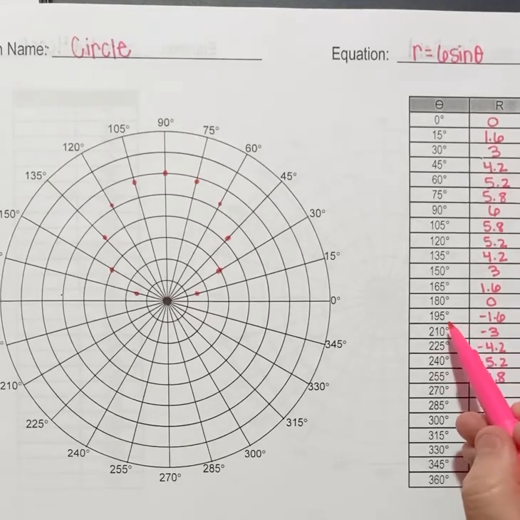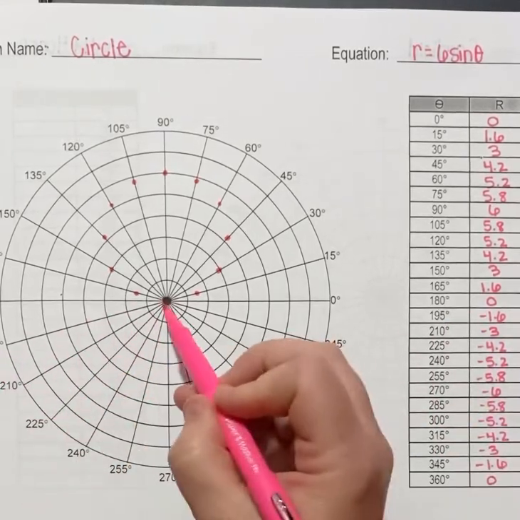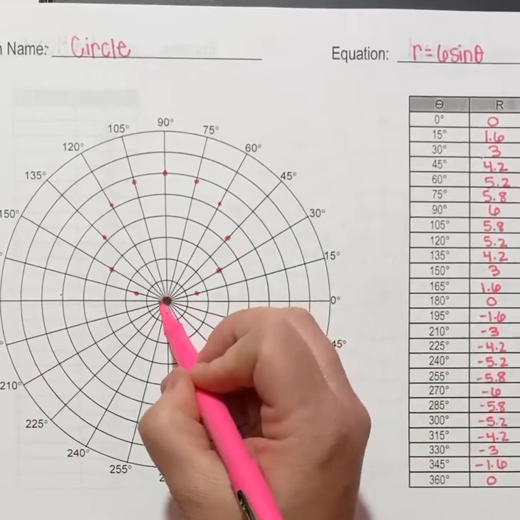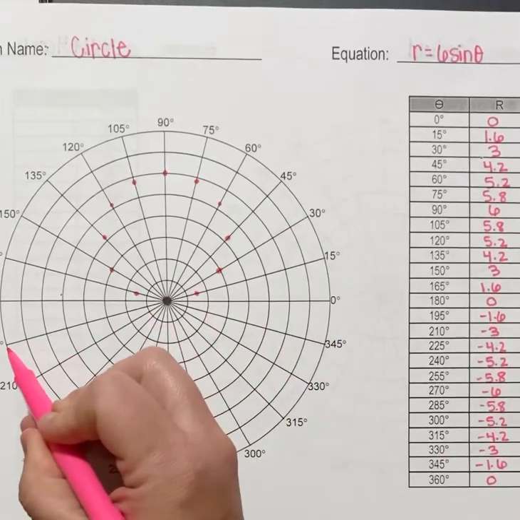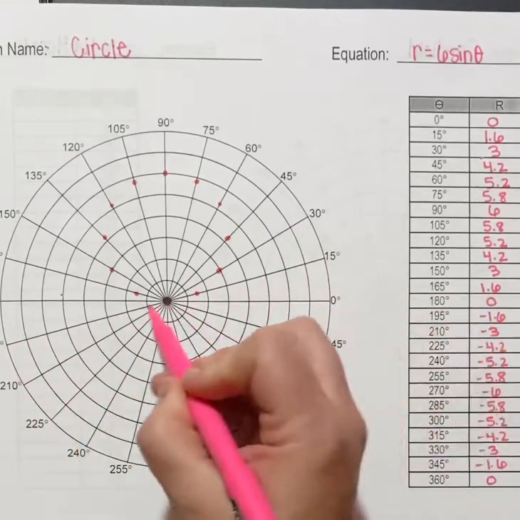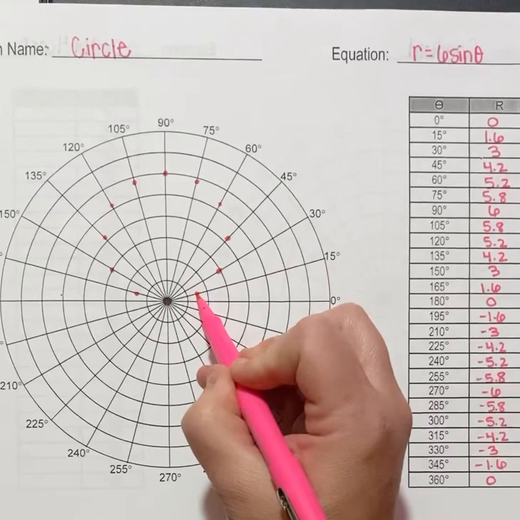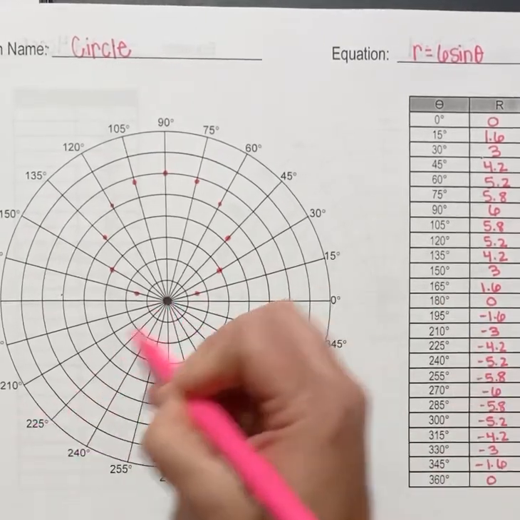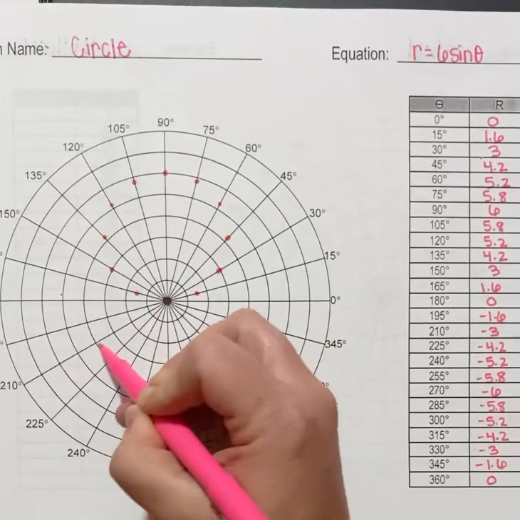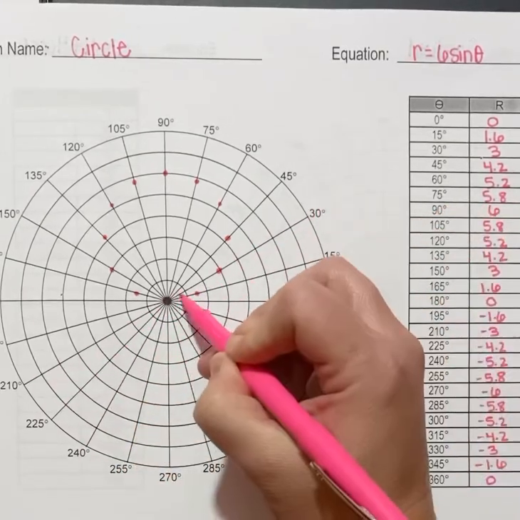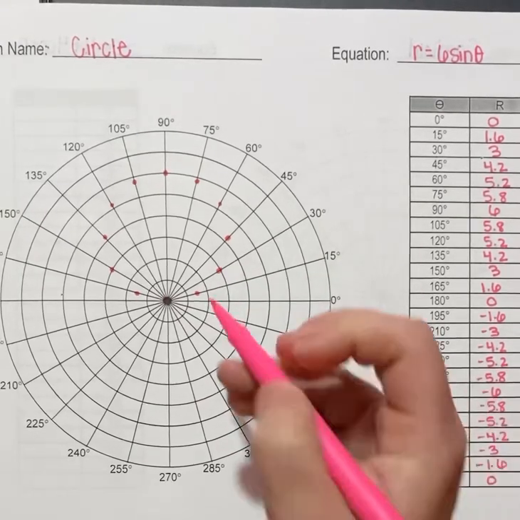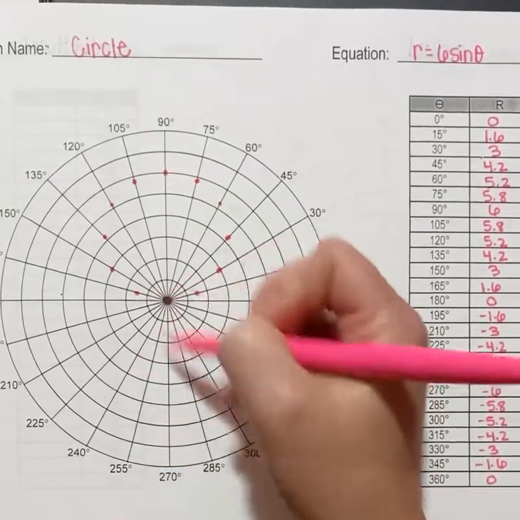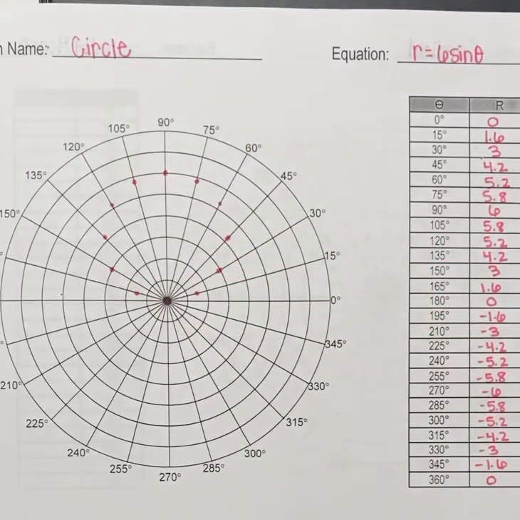At 195 degrees, here's 195 degrees, I'm at negative 1.6. So I can't go out and put a dot here. I have to flip it across. Well, if I flip across 195, see, I'm back at 15 degrees. And if I go out 1.6, that's the same point I already had graphed. At 210, here's 210. I can't go out to 3. I've got to flip it. So straight across from 210 is 30, and I go out 3 units, and I already had it graphed. So if you keep going through all these, basically what's happening is just flipping across to get the same point that you already had graphed.